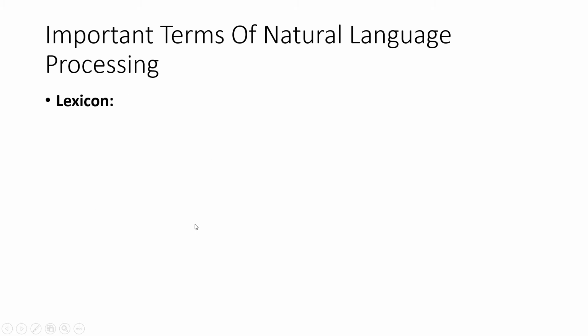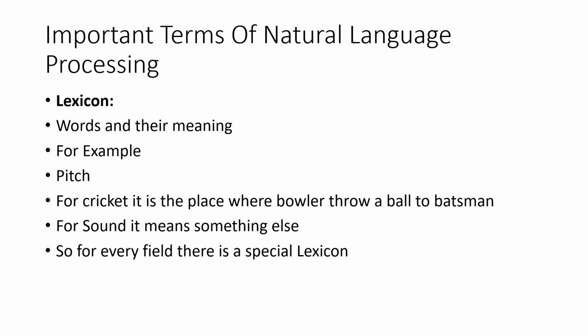The next important term is lexicon. This is most important. You should know the difference between lexicon and corpora. The lexicon is the words and their meaning. For example, if I use the term pitch: in cricket, a pitch is the place where the bowler throws the ball to the batsman. Or if we talk about sound, the pitch means something else. So the lexicon basically refers to the words and their meaning.